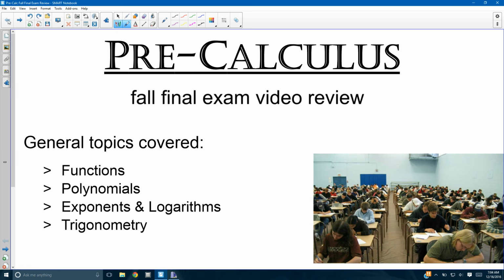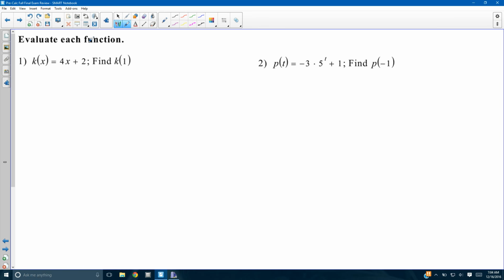So, here we go. Number 1, evaluate each function. If k of x is equal to 4x plus 2, find k of 1. 1 is going to take place of x here, so I will get k of 1 equals 4 times 1 plus 2. 4 times 1 is 4. 4 plus 2 is 6. So k of 1 equals 6. On a graph, that means there's a point that is (1, 6) for this equation.